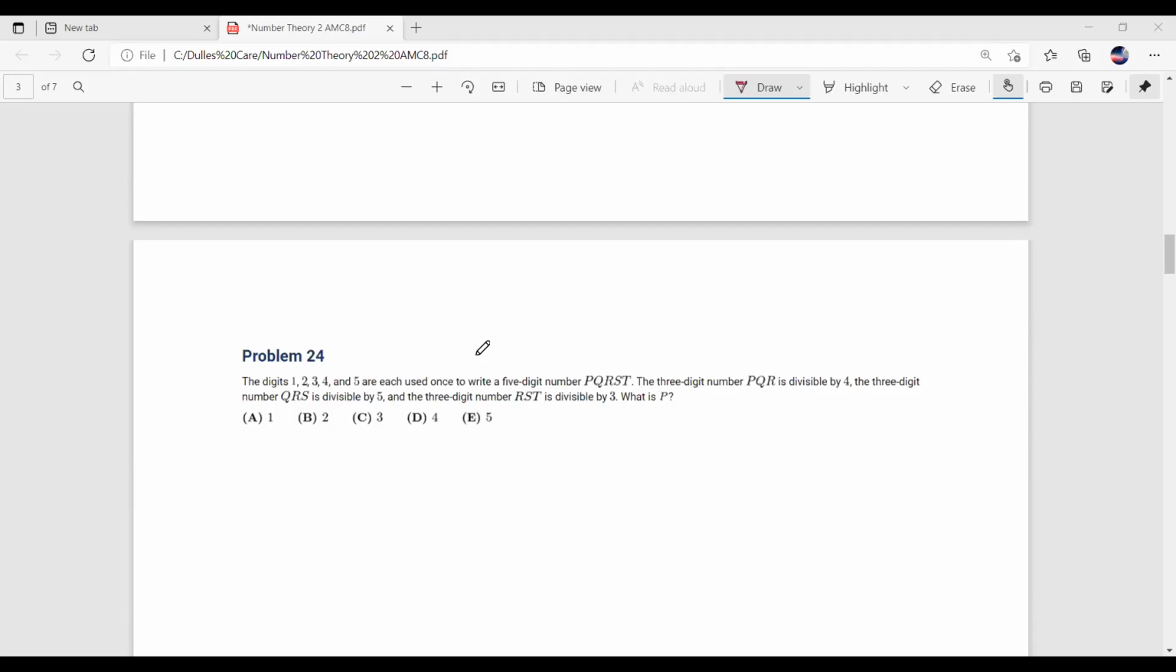So we know that in order for QRS to be divisible by 5, S must either be 0 or 5, since every multiple of 5 ends in 0 or 5. However, since the digit 0 isn't allowed to be used to write PQRST, S must be equal to 5. Good job. Yeah, we often start with the obvious when doing a problem.